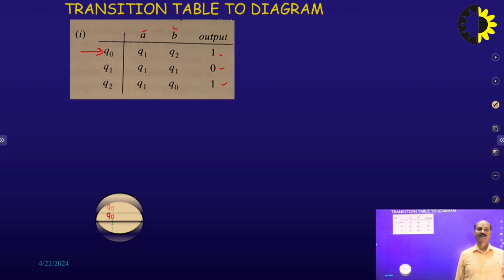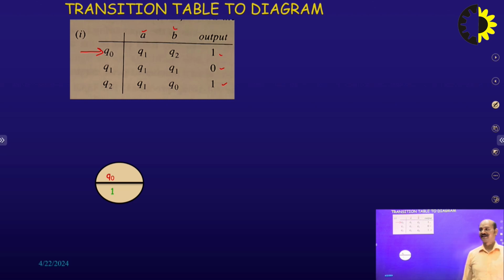So we draw the diagram. We write the Q naught state here and the output is 1. We observe that Q naught has the output 1, so we write Q naught with output 1, and it is the initial state. We put an arrow here. So this is the initial state, and the second state is Q1. That is Q1, and what is the output?